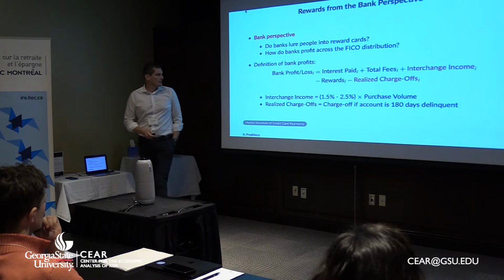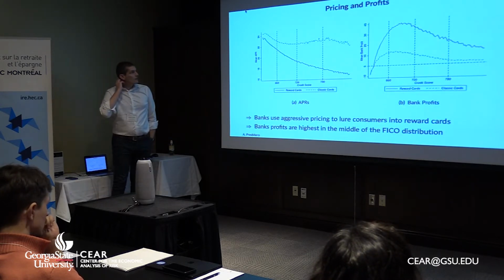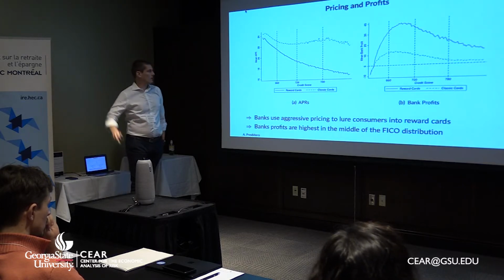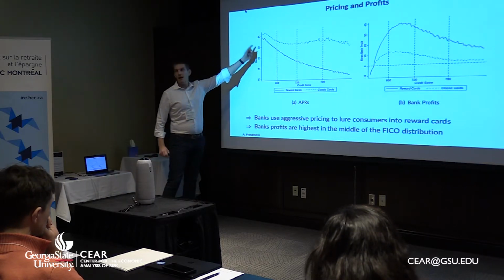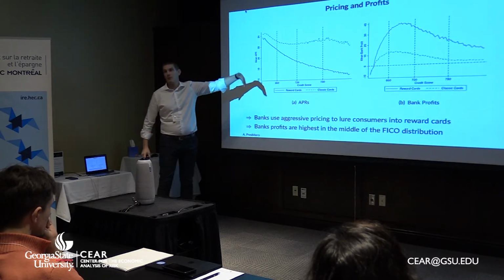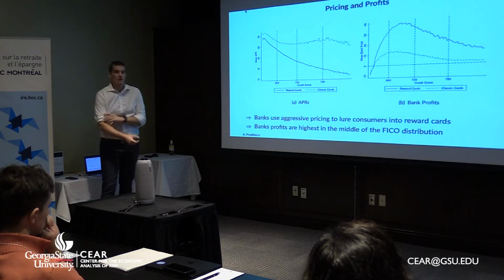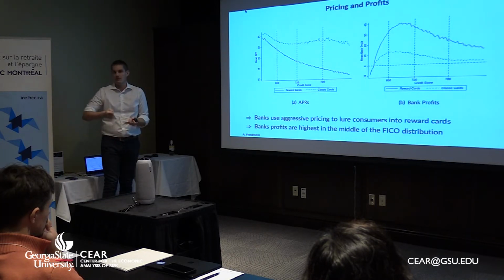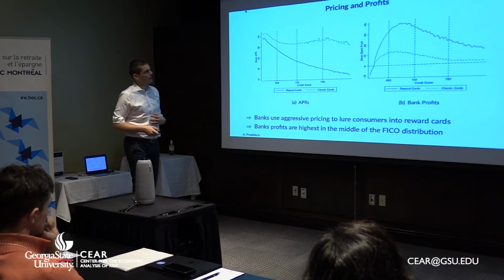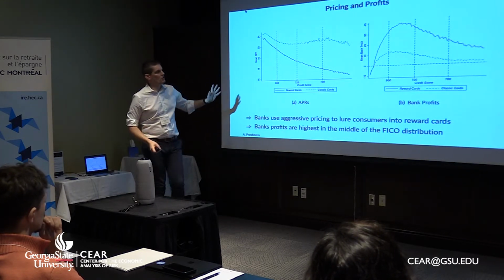Okay. Let me skip for the sake of time. And here there are two things. First of all, as came out in the question, APR is clearly declining in FICO scores, but it's much lower for reward than for classic cards. And that would suggest that banks use the APR to induce you to get a reward card. And if you look at profits, this again is pure data without any manipulation.